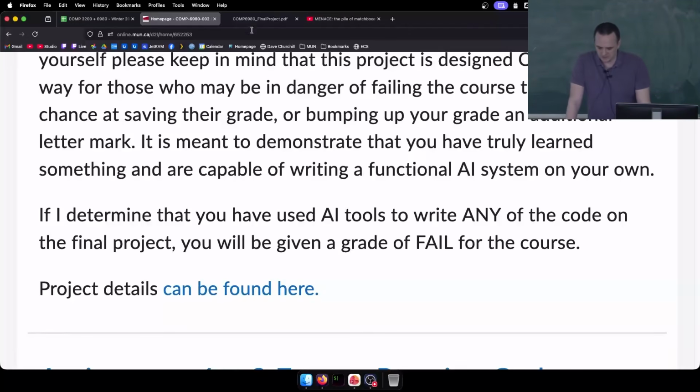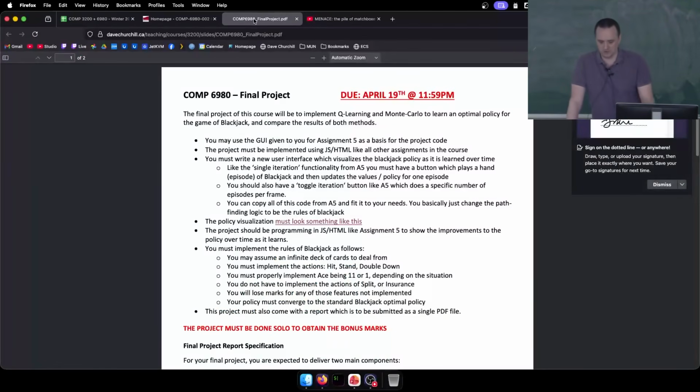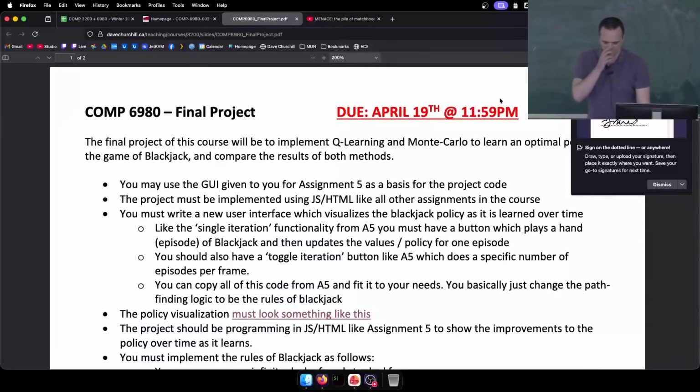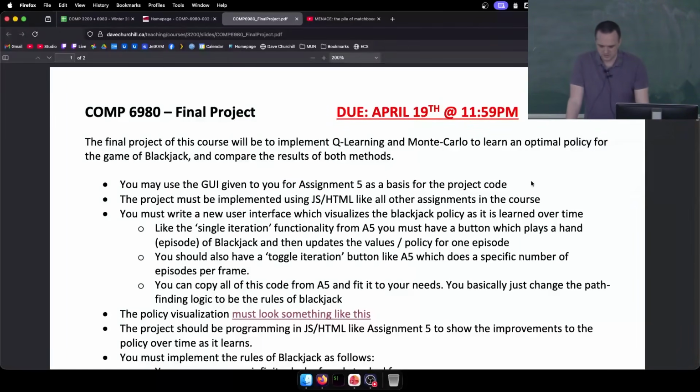Project details can be found here. I'm not going to go over them all because people can message me on Discord. Essentially, you'll be taking assignment 5, which is on Q Learning and SARSA, the pathfinding assignment that we haven't done yet, and changing it to make it Blackjack. So the optional project is to solve Blackjack and to write a custom UI.